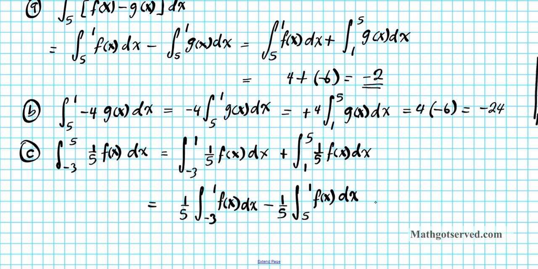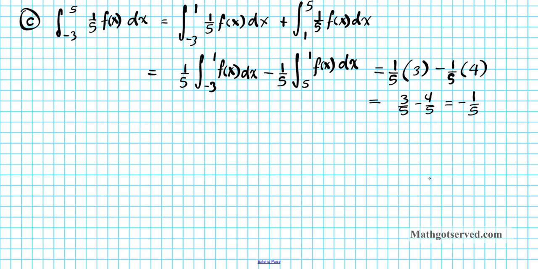Okay, so this is going to be equal 1/5 times the first one. Integral from -3 to 1 of f of x dx is 3, minus 1/5 times the definite integral from 5 to 1 of f of x dx is 4. Okay, so this can be written as 3 over 5 minus 4 over 5, and your final answer is -1/5. Alright, so that is the value of part C.